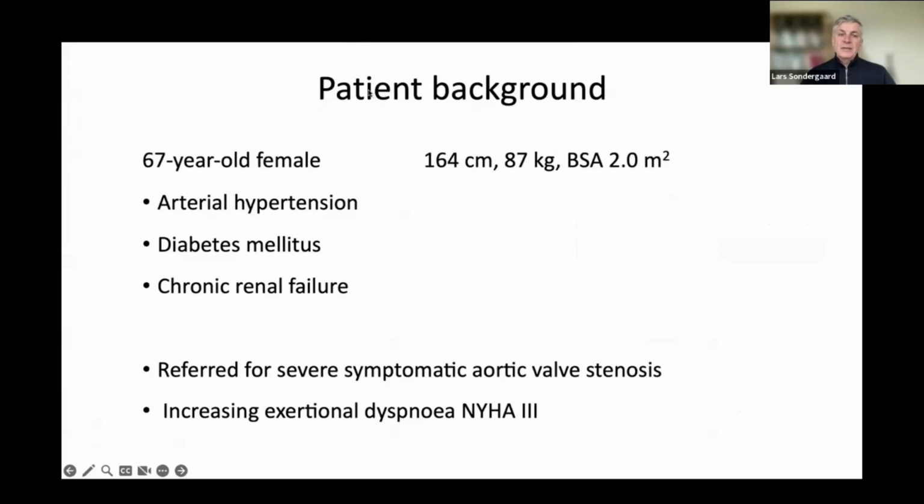We are going to start with the case presentation, the case we're going to discuss, and also going to see the recorded procedure later on. And Magnus, maybe you will take us through this case here.